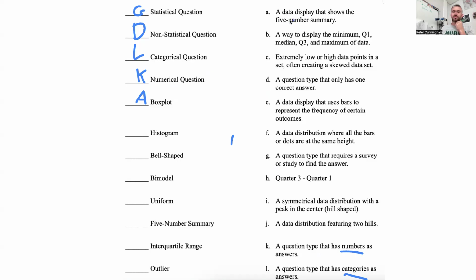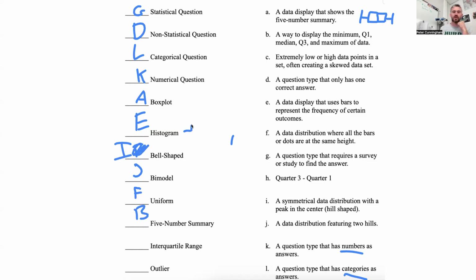A box plot is a data display that shows the 5-number summary, right? So you have the 5-number summary and then you use it to make a box plot with your minimum, Q1, median, Q3, and maximum. Okay, let's go through a couple more of these. So E, I, J, F, B. Okay, start with a histogram.